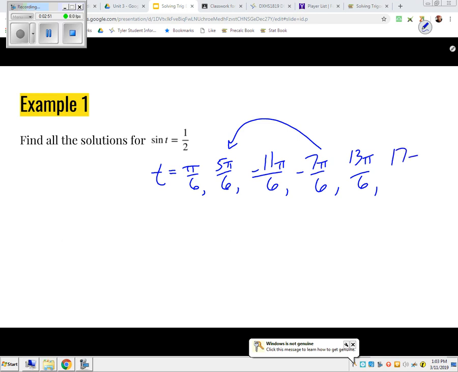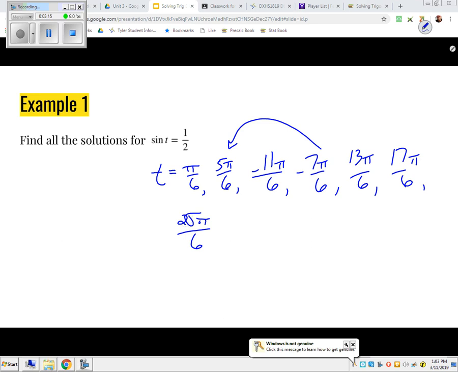17 pi over 6. 25 pi over 6. Absolutely. It's an infinite number. There are so many solutions. Remember, that sine curve just sat there and oscillated between -1 and 1, right? So every time that thing hits 1/2, boom, a solution. It comes down, it's a solution. So it keeps going on forever and ever.